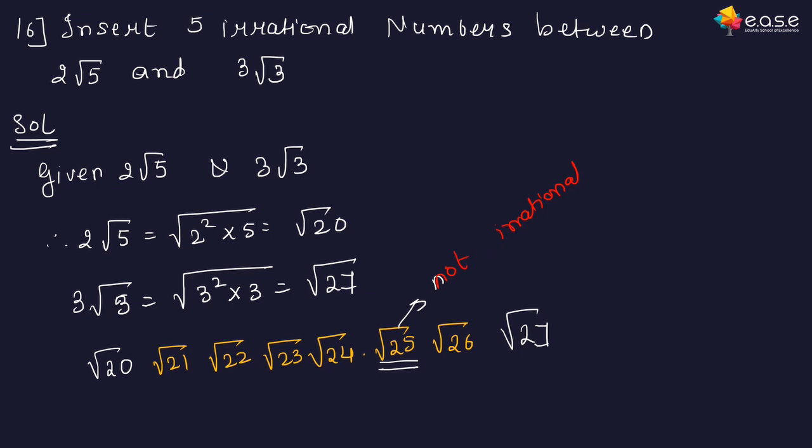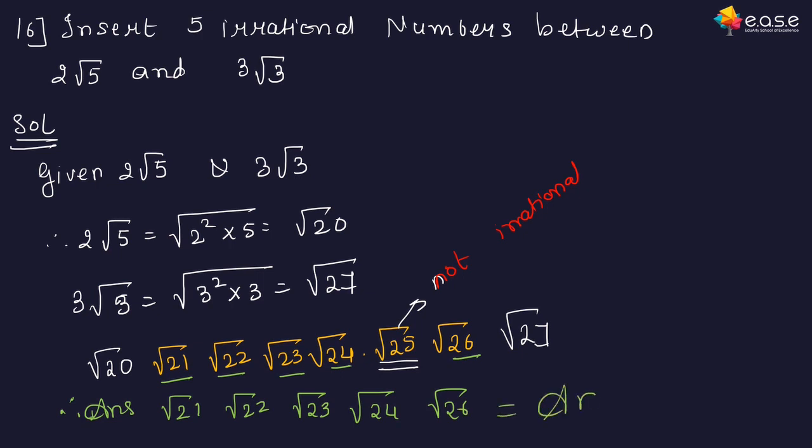So what will be your ultimate answer? The answer will be 1, 2, 3, 4 and 5. Don't write root 25. So root 21, root 22, root 23, root 24 and root 26. This is your answer. Correct? Similarly, you can do question number 18 on the same concept. You can do it yourself. That is for homework.